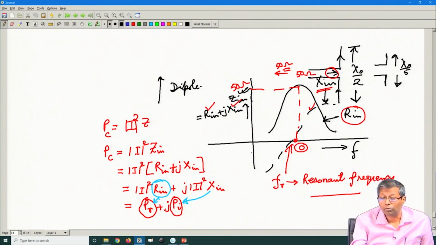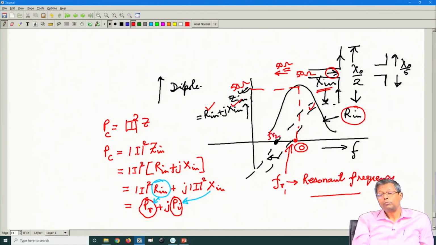Okay. So, if I have a situation like this where the resonant frequency shifts to the left, this is my new resonance frequency. So, this is let us say FR1 and this is FR2. So, we can say that this antenna is smaller because it has a reduced resonance frequency.